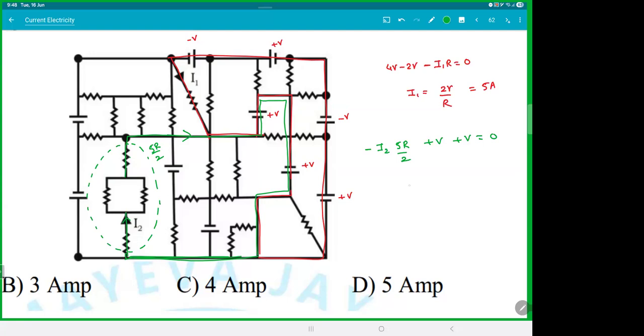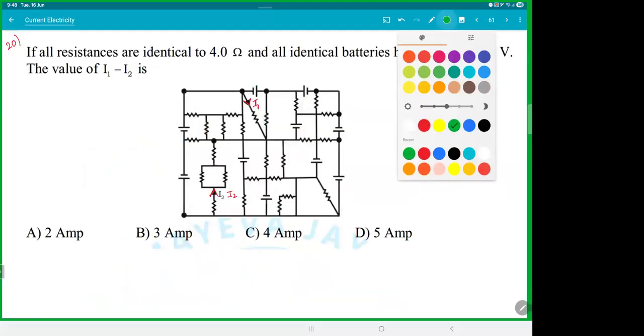You came back through only two batteries. So I2 will be 4V by 5R. That's 40. R was how much? 4. That's 20. That's 2 amperes. And the question was I1 minus I2. So that's 3 amperes.